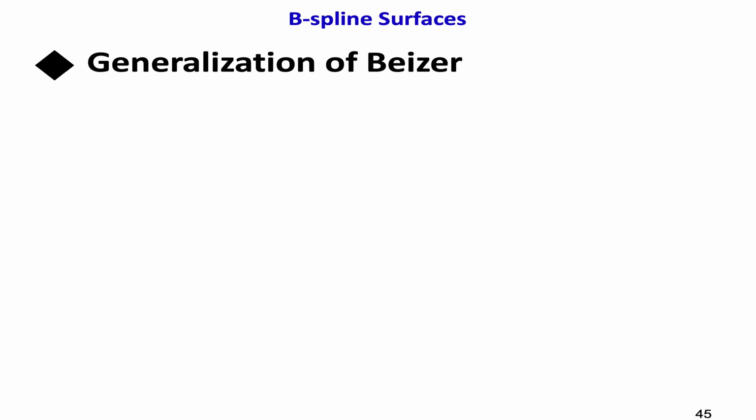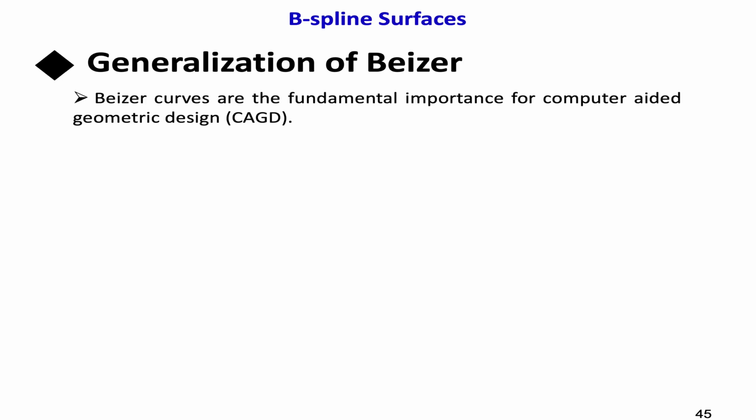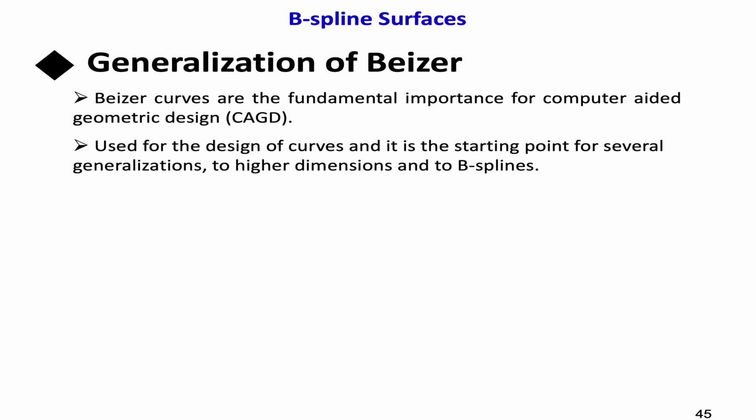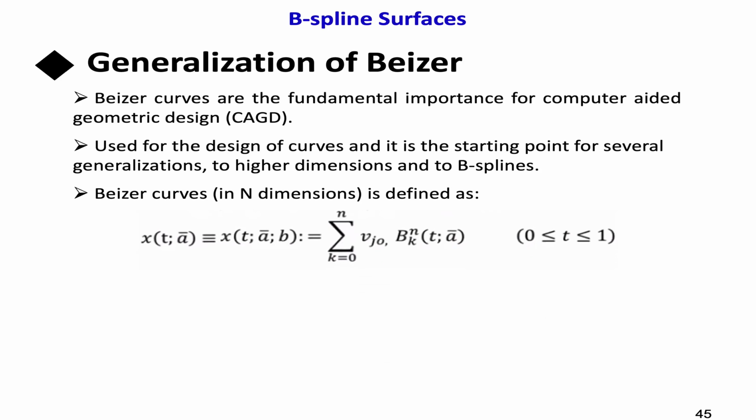At first, we will discuss the generalization of Bezier. Bezier curves are of fundamental importance for computer-aided geometric design, in short CAGD, and they are also used for curve design. They are actually the starting point for several generalizations, to higher dimensions and also to B-splines. And a Bezier curve of n dimension is defined as follows in this equation, where the range of t is from 0 to 1.